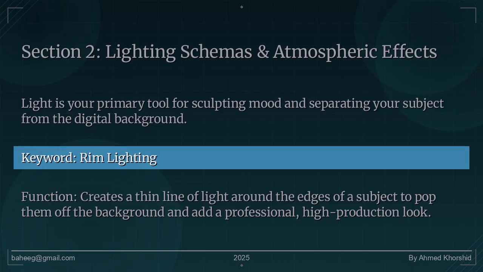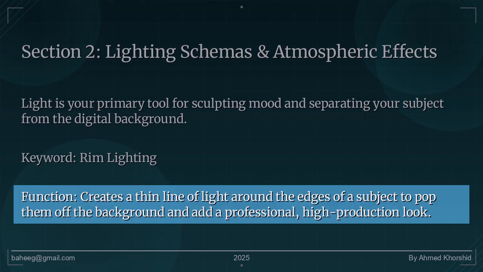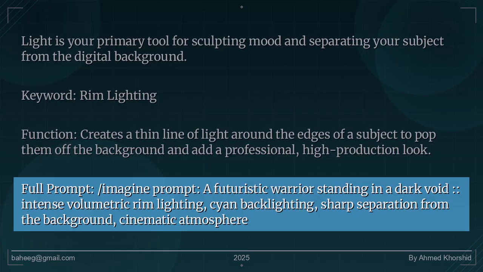Keyword: rim lighting. Function: creates a thin line of light around the edges of a subject to pop them off the background and add a professional, high-production look. Full prompt: imagine prompt, a futuristic warrior standing in a dark void, intense volumetric rim lighting, cyan backlighting, sharp separation from the background, cinematic atmosphere.